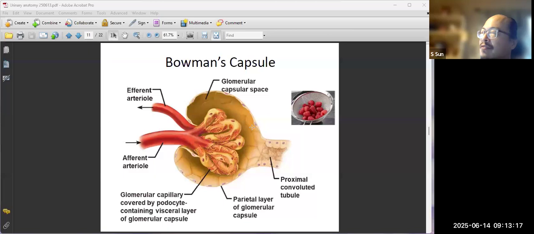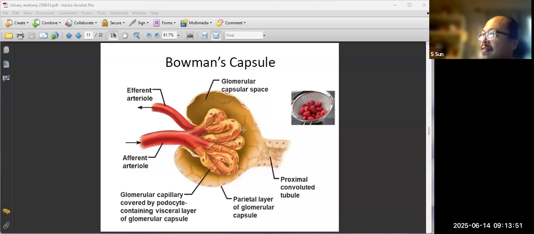So the Bowman's capsule is right here. This is where the urine begins. It comes from the afferent arteriole. Every artery carries blood. This is an arteriole, the smaller artery. So it has huge blood pressure to push this fluid into it, going into the capillary, and with that fluid pressure, they push the fluid out. So we call it filtration.